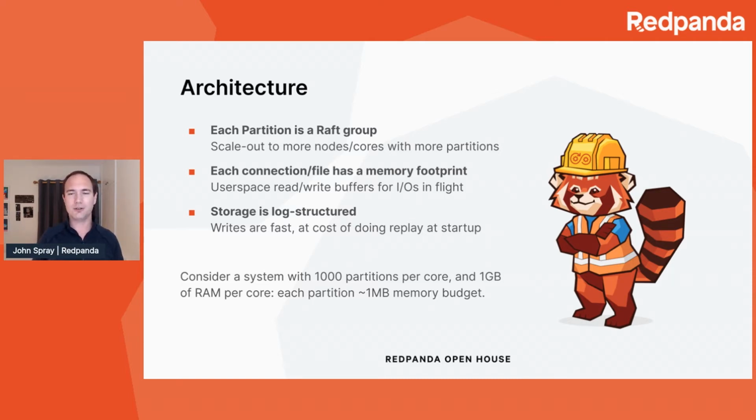So to get an idea of the types of resource quantity we're talking about, imagine 1,000 partitions per core, which is sort of at the upper end of what I test in my work, and a gigabyte of RAM per core. That leaves only a megabyte of memory for each partition. So the question is, how do we do a good job within that narrow resource footprint?